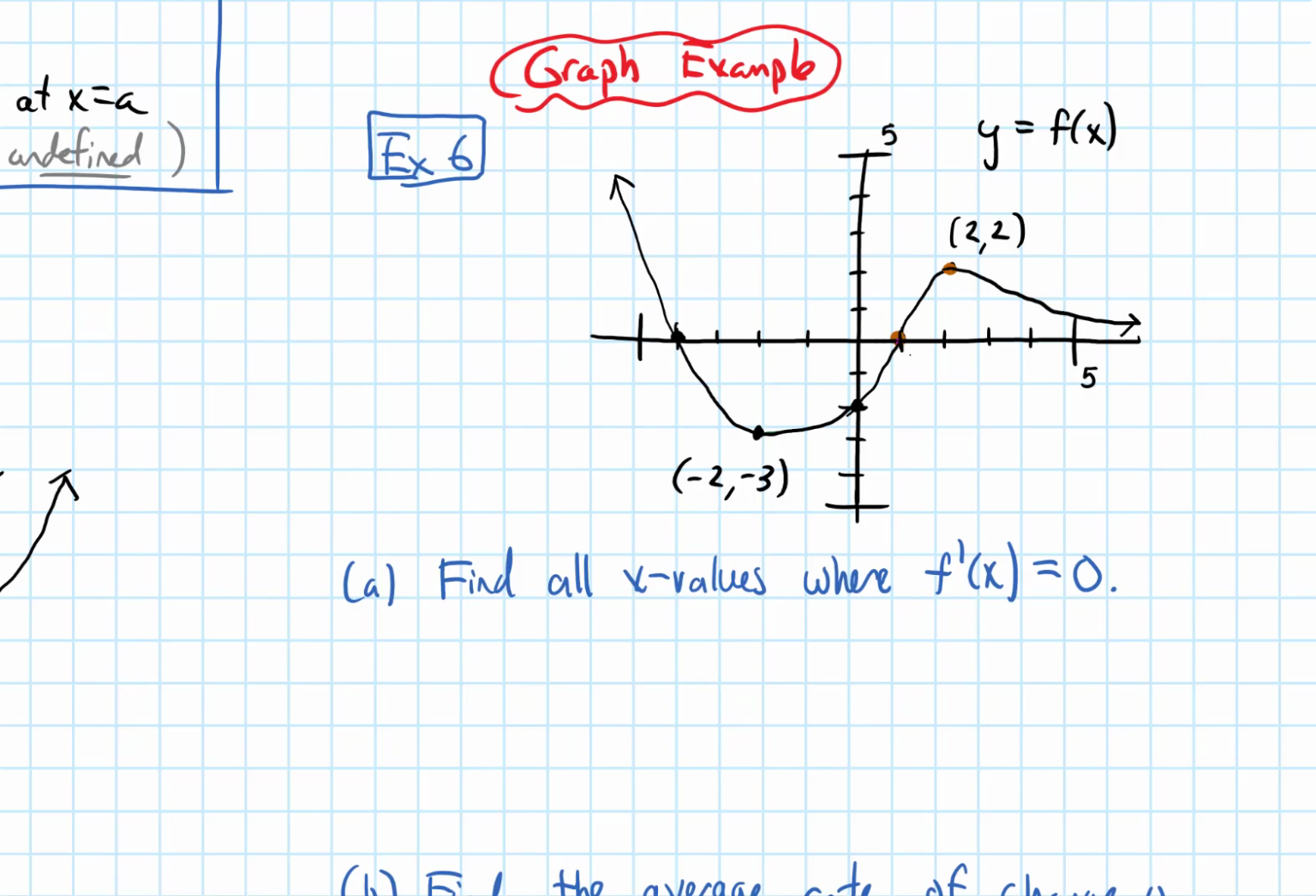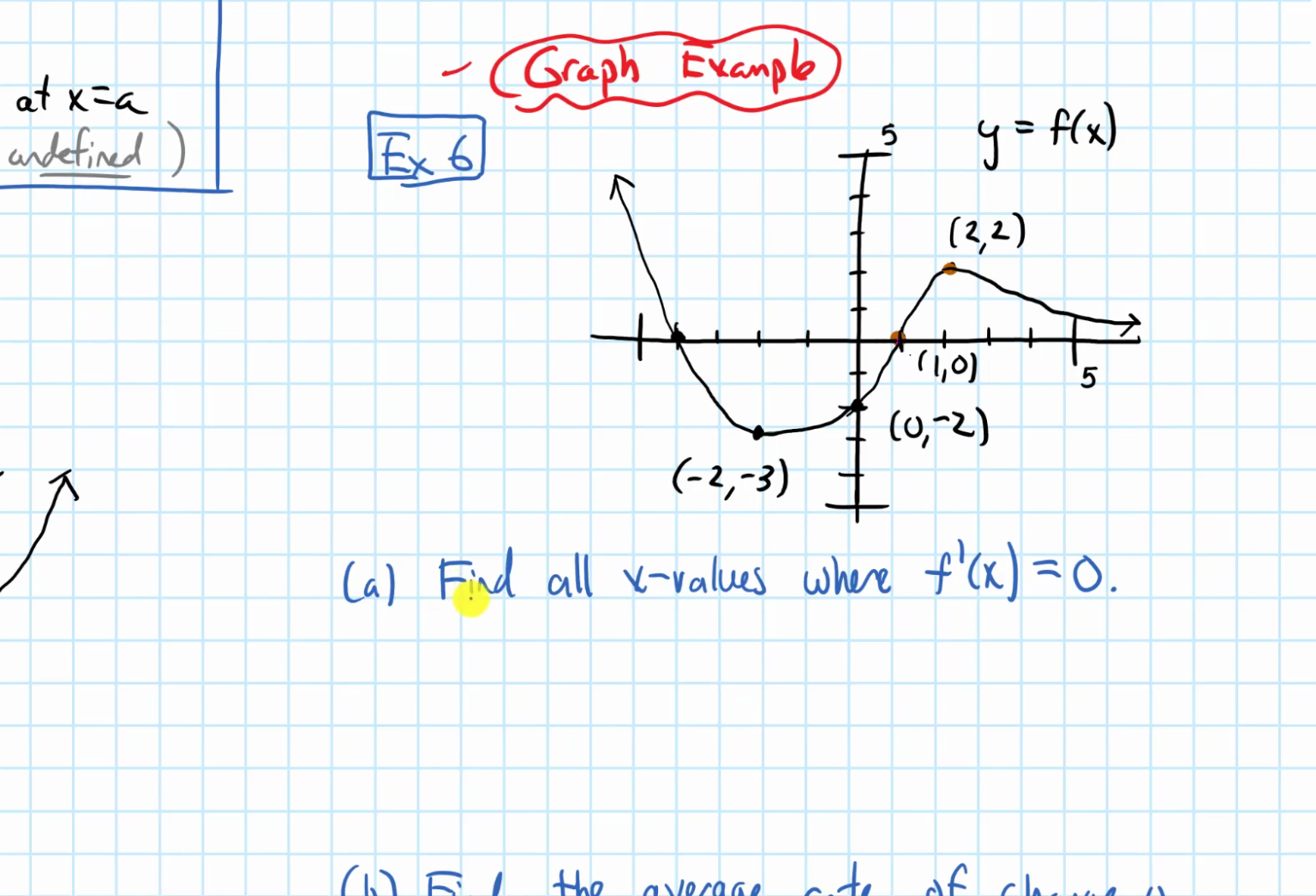In this video, we are going to do a graphical example involving derivatives. So we have this graph here, and it goes through a couple of points: (-2, -3). It goes through the point (0, -2), that's the y-intercept. It goes through (1, 0), and then it goes through the point (2, 2), and then it has this horizontal asymptote.